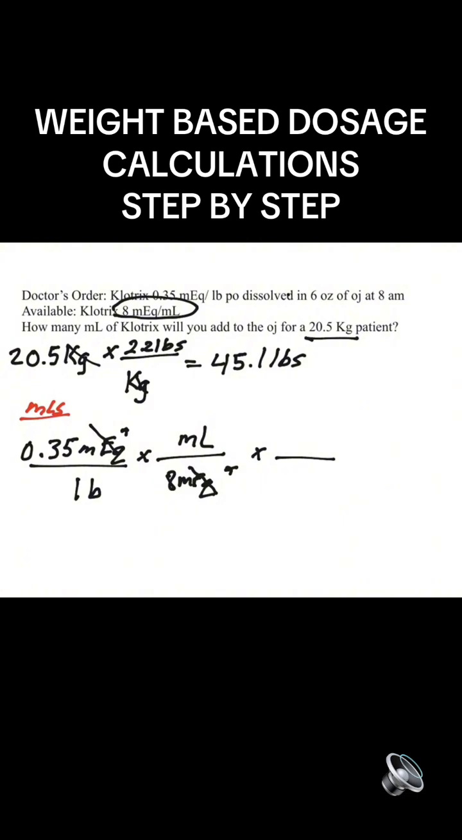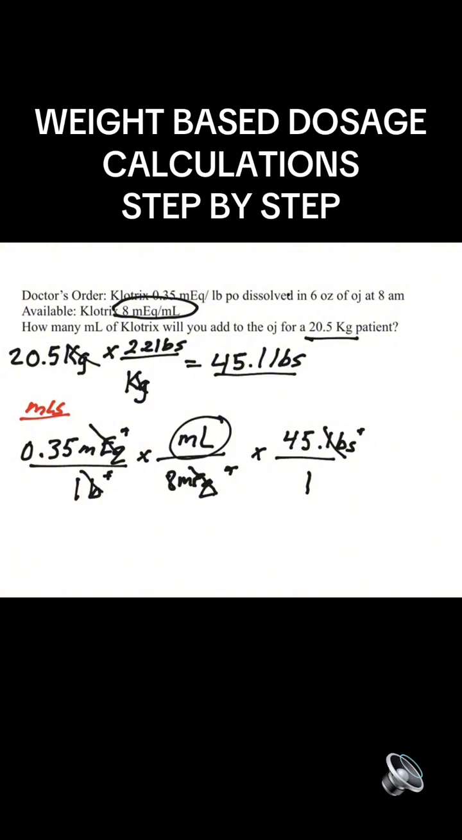Well, we're almost there, but pounds has to go. So we're going to use the patient's weight up there, which is 45.1 pounds, and we're just going to place that over 1. So we know that pounds had to go on the top because pounds was on the bottom. So we're just going to cross out pounds. And now we're left with mLs.